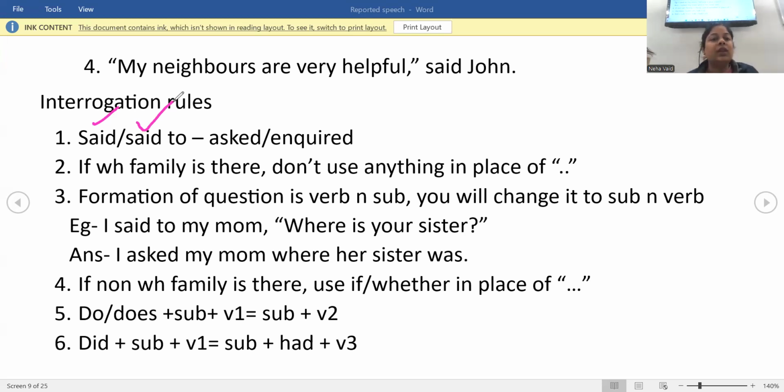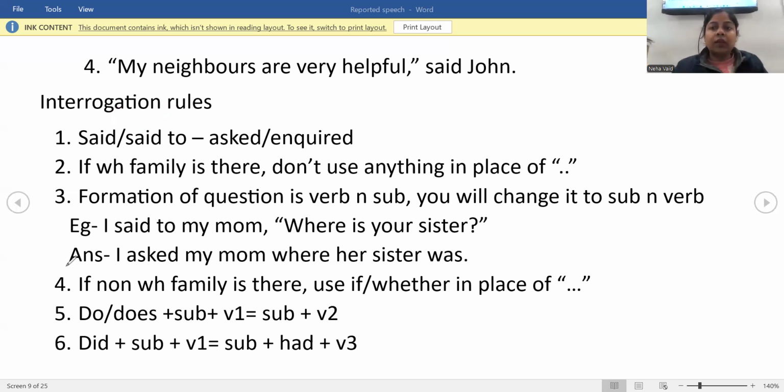Many students ask me, ma'am, does said also change, because earlier we didn't used to change said? Yes. In interrogation, you will change said also into asked, whether to is there or not. And said to also changes to asked. So you can use any version of it, be it asked or inquired.